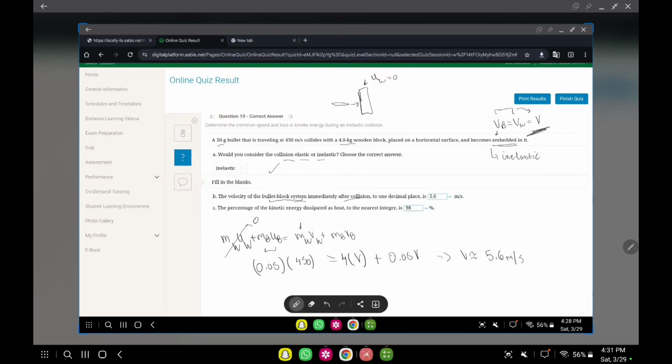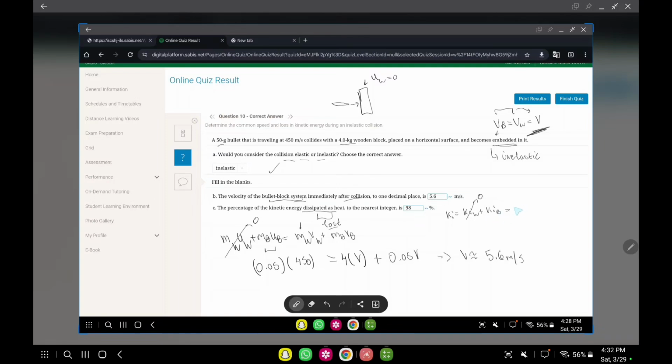What is the percentage of the kinetic energy dissipated as heat? Basically, when we say dissipated as heat, we want to find how much was lost. Okay, so let's take a look. How much kinetic energy did we lose? To do that, we need to find the initial kinetic energy. Initially in the system, it would be the kinetic energy of the wood plus the kinetic energy of the bullet, and the wood was at rest, so it's 0.